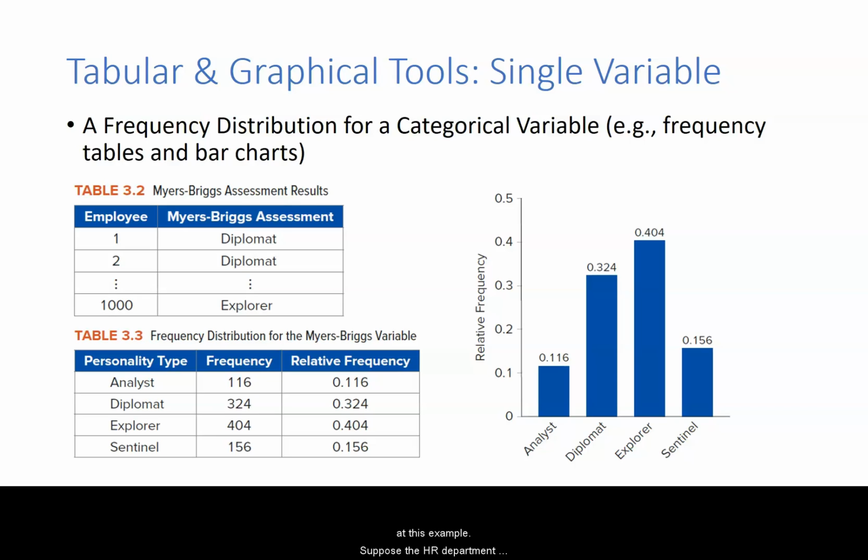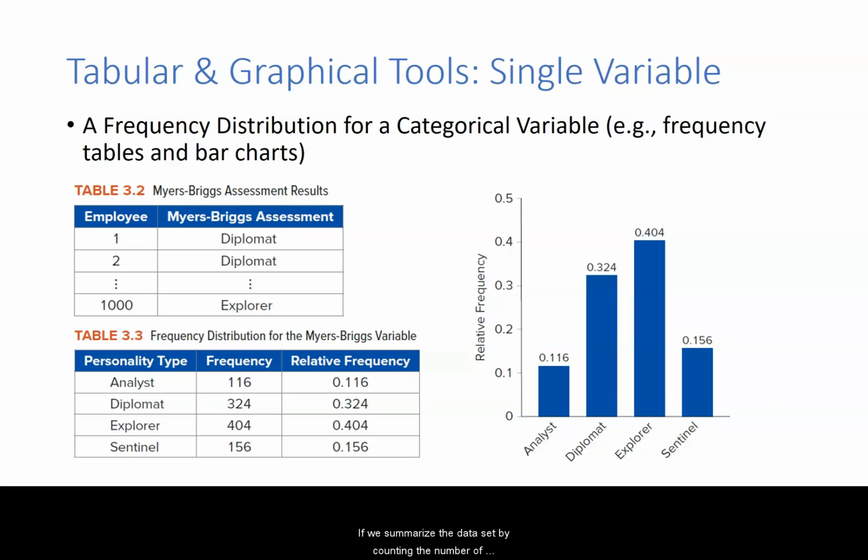Suppose the HR department of a large technology company is trying to understand its sales professionals' personality types according to the Myers-Briggs personality test, a self-assessment tool that's often used in the industry. A total of 1,000 employees who took the test reported various personality types. In its raw form, the data would be a 1000 by 2 table, shown in Table 3.2, that records the personality types of the 1,000 employees. However, it is of limited use to someone who wants to understand the data.